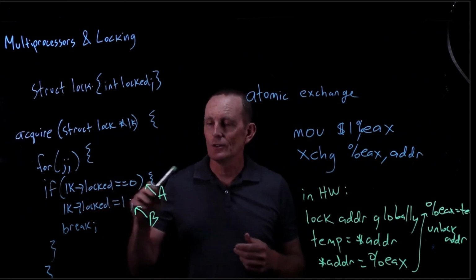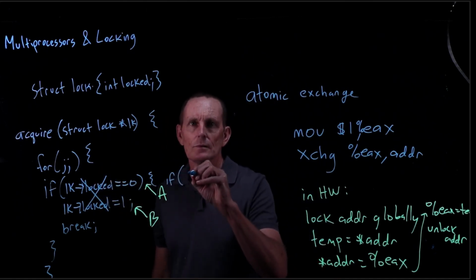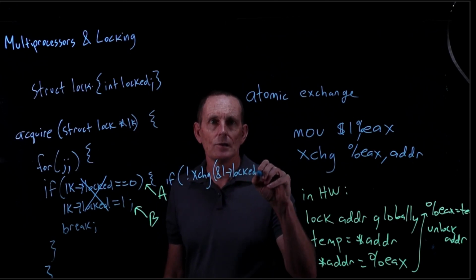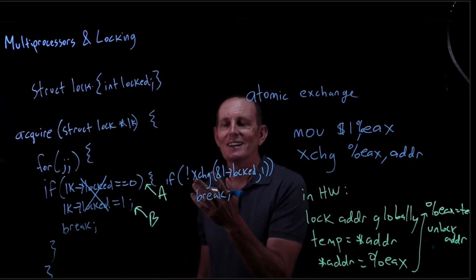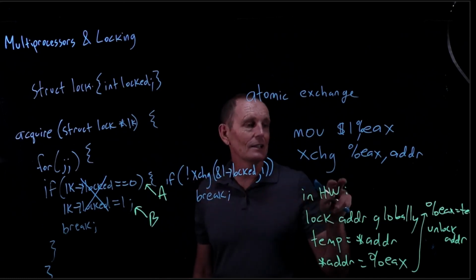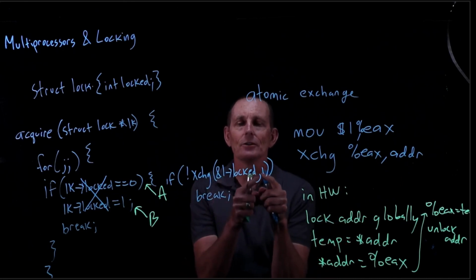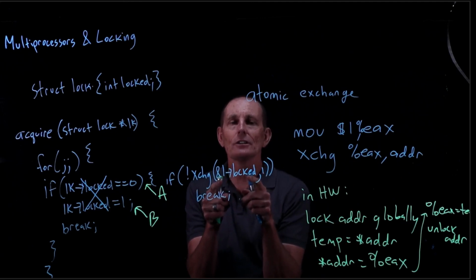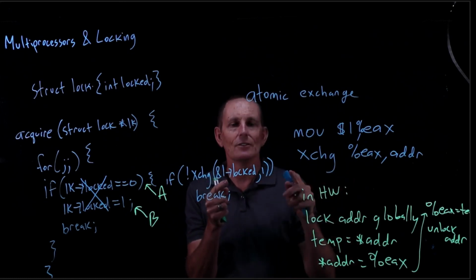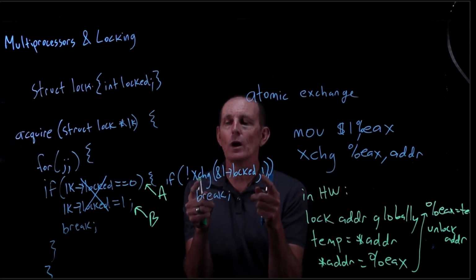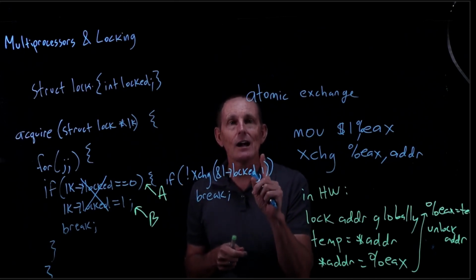So what we can change this to is this. I'm going to assume here that the exchange is going to turn into this single instruction. This is the address, and this is our value. If locked currently is 1, then when we do this exchange, the result is what was there, which is 1. And so the if statement won't be true. It's going to continue cycling until locked was 0.